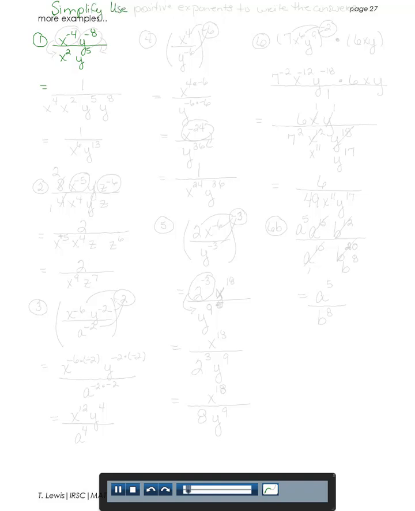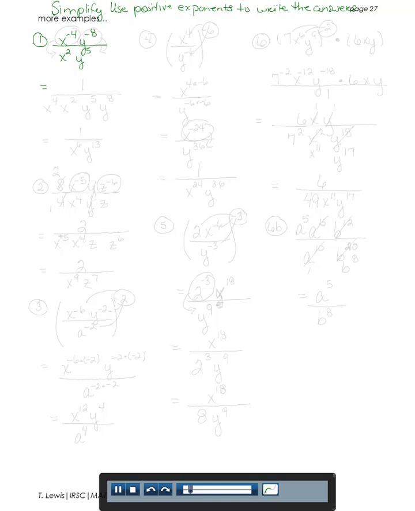Use positive exponents to write the answers. Now, even if it didn't remind you to use positive exponents to write the answer, it's understood because you have that negative exponent property that you're not to leave your answers with negative exponents.